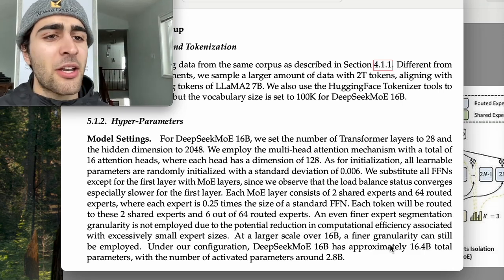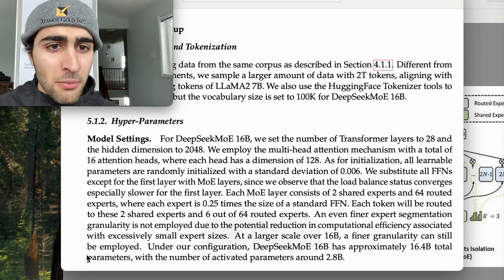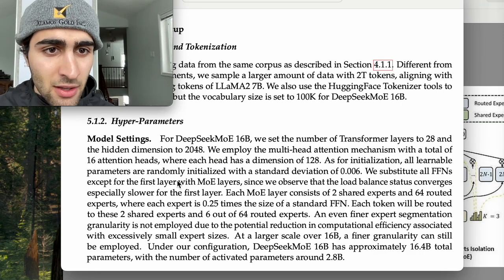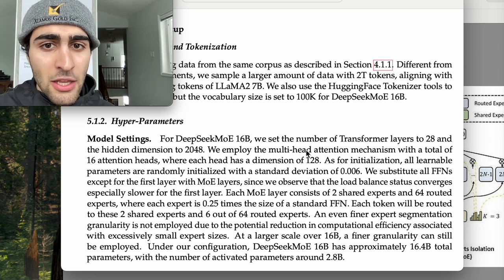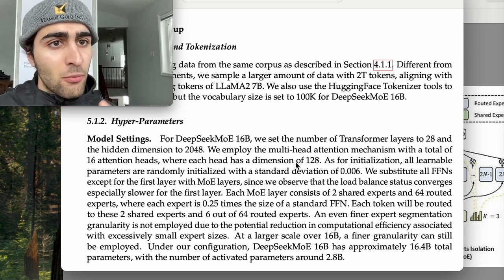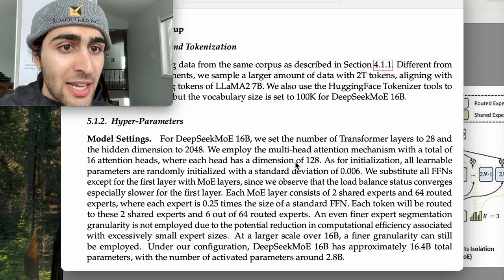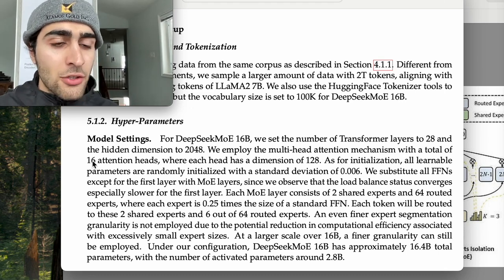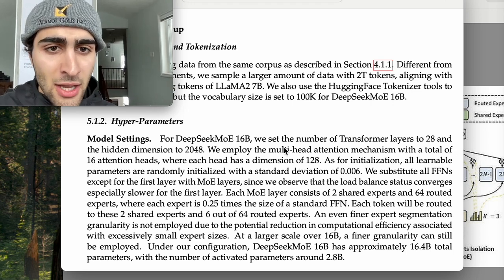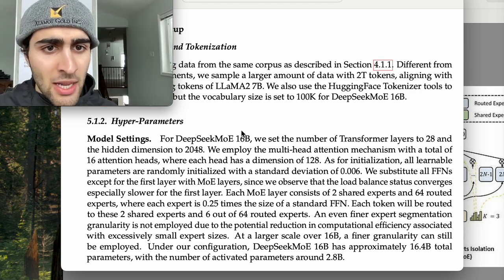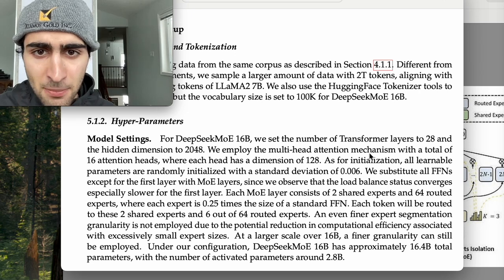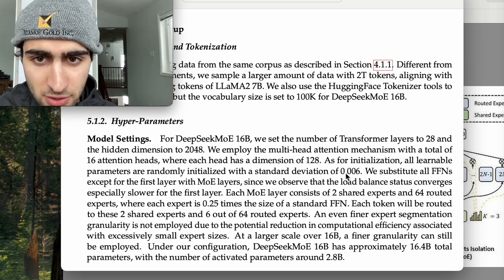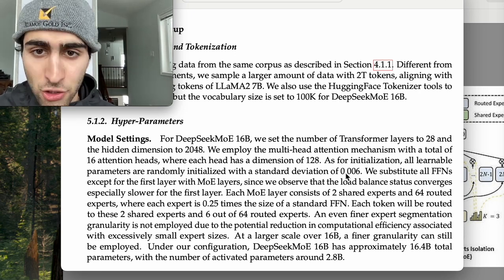And last but not least, I'm going to discuss the hyperparameters before I let you go. So for DeepSeek MoE 16 billion, we have 28 transformer layers with a hidden dimension of 2048. They use multi-head attention. This has changed now, because they use multi-head latent attention in the current DeepSeek pipeline, so V3, for example, and V2. Anyways, they use 16 attention heads with each attention head being 1028. That should be 2048 divided by 16. And they initialize everything with a standard deviation of 0.006. That's quite an eclectic choice.